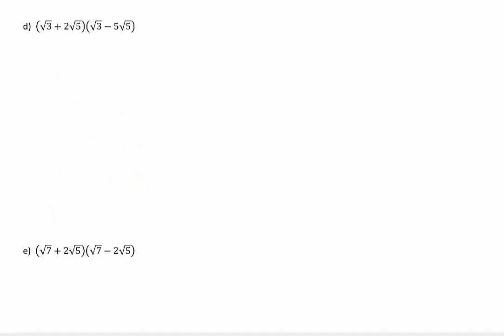Here's another multiplication problem. In this problem, I'm multiplying two radical expressions that each have 2 terms in them. This looks like a FOIL problem, and it is one. We can use that acronym FOIL to help us remember to distribute every possible combination of terms.